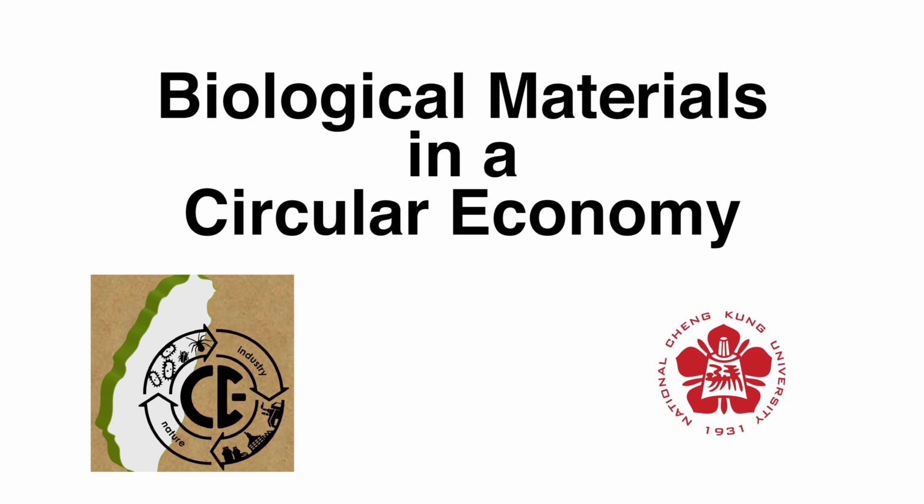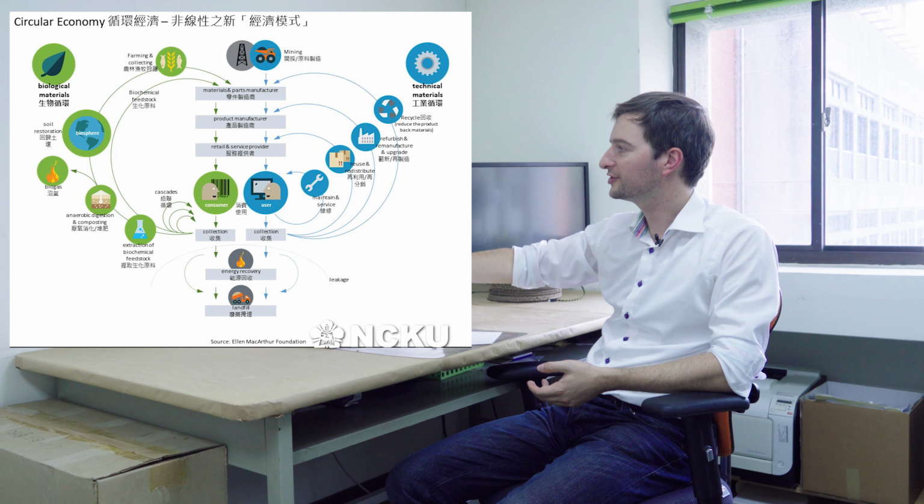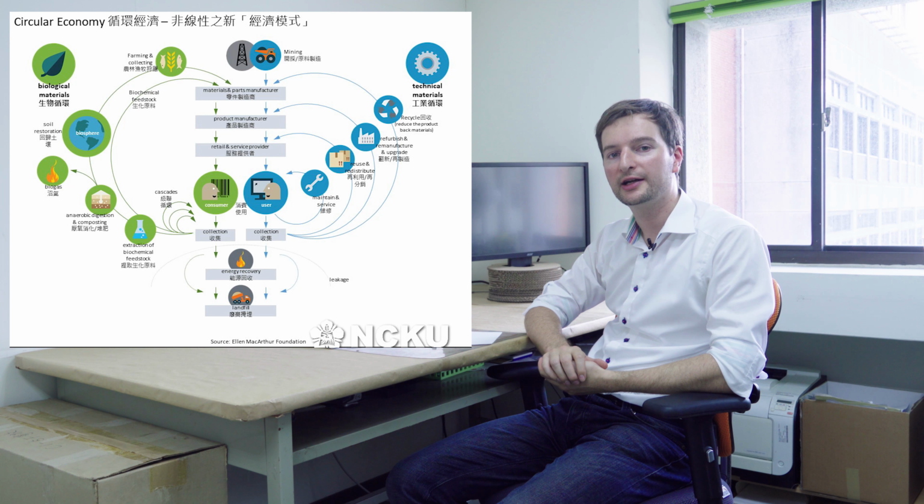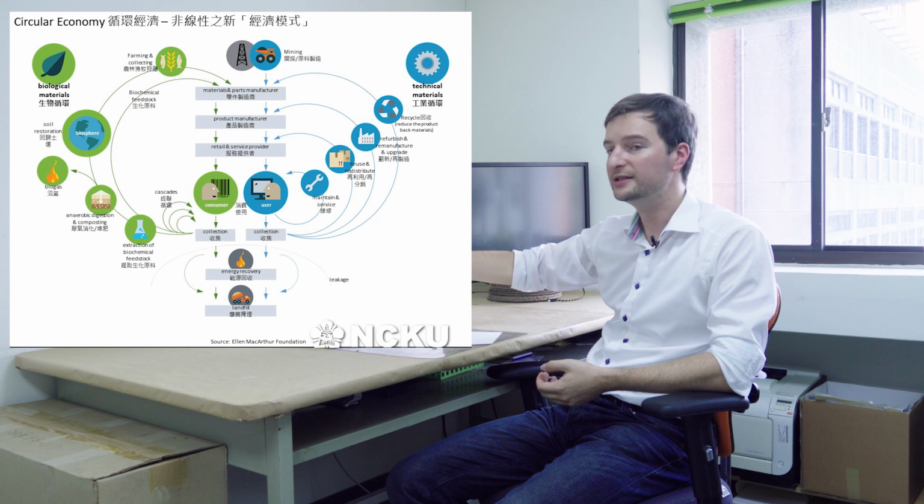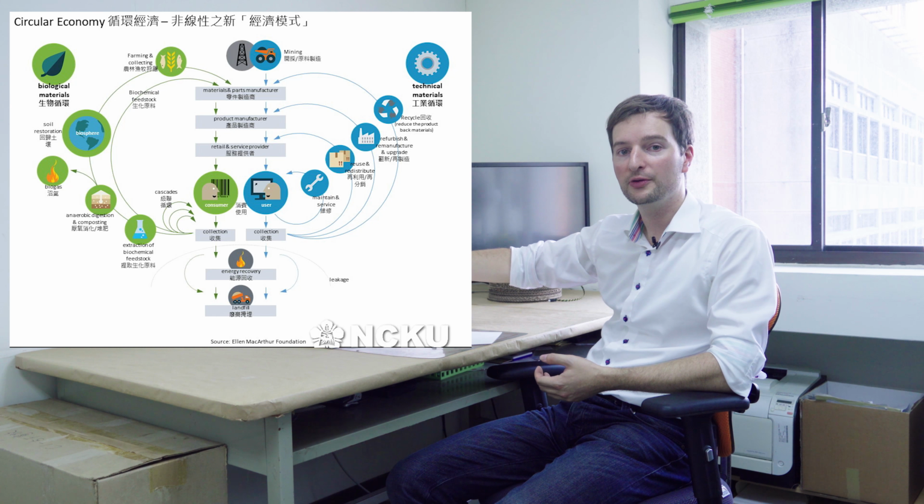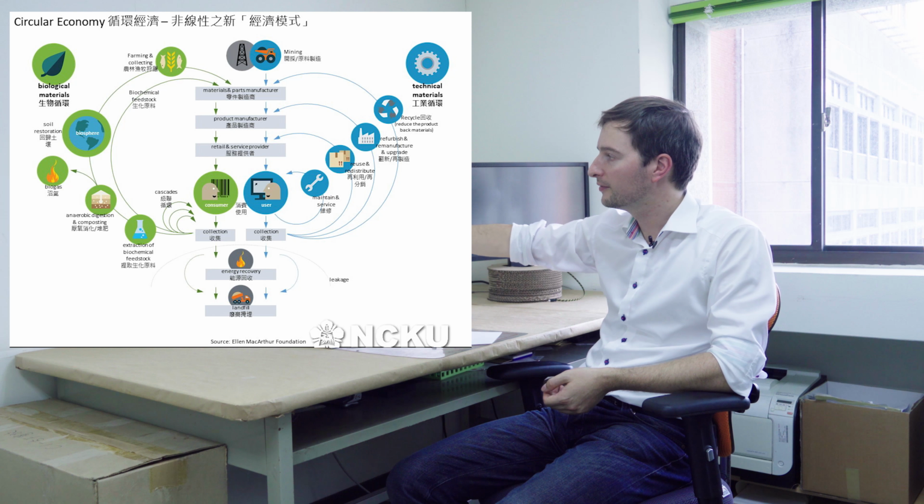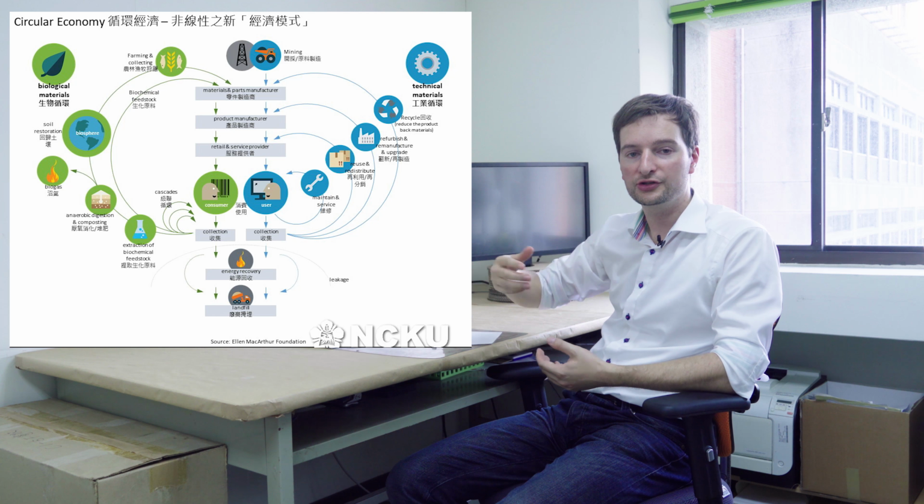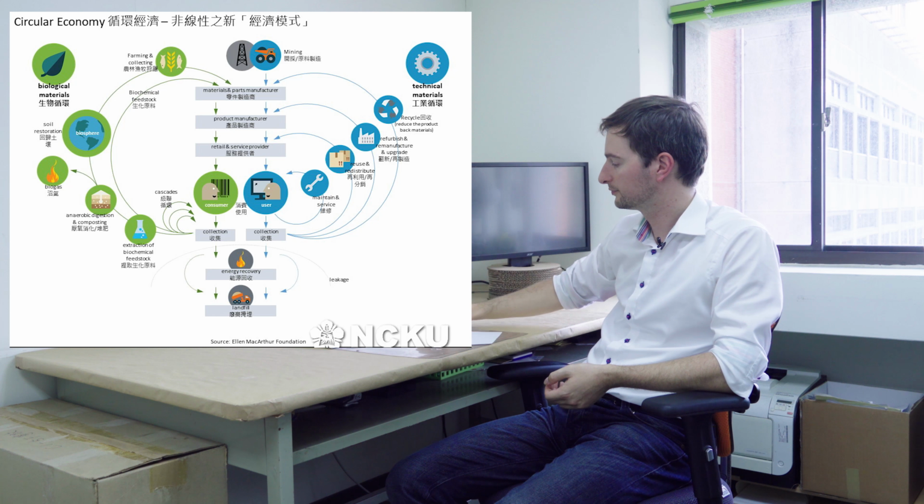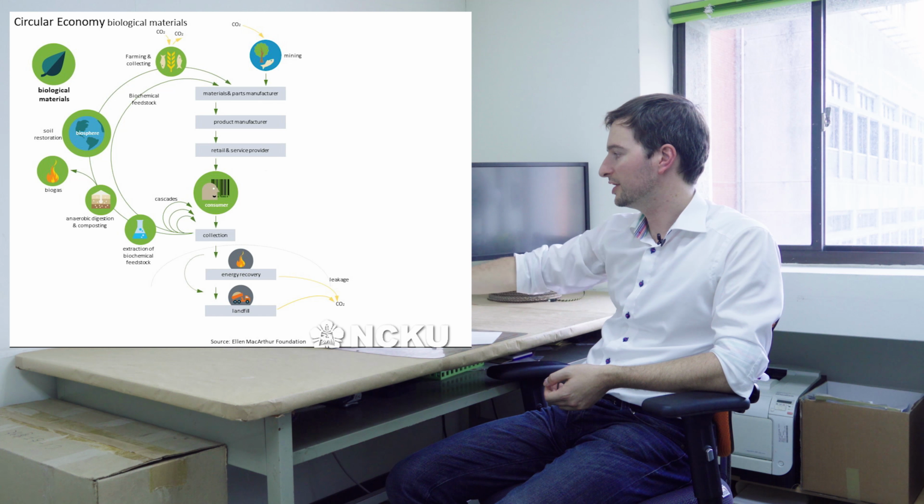Let's talk about biological materials in a circular economy. That's the left side of the Ellen MacArthur butterfly diagram. Basically, this is how nature works and how we can mimic nature in our products. Everything will eventually regrow because they're biological things. So it's the left side.